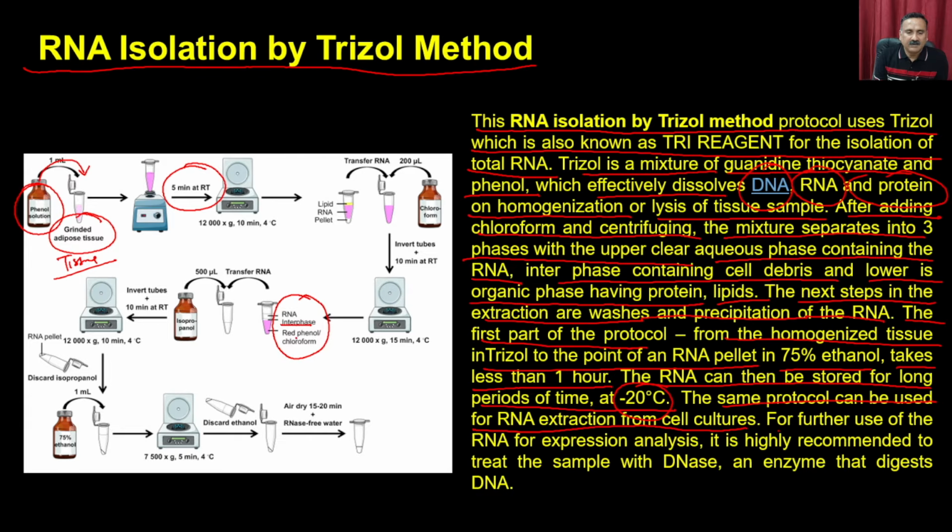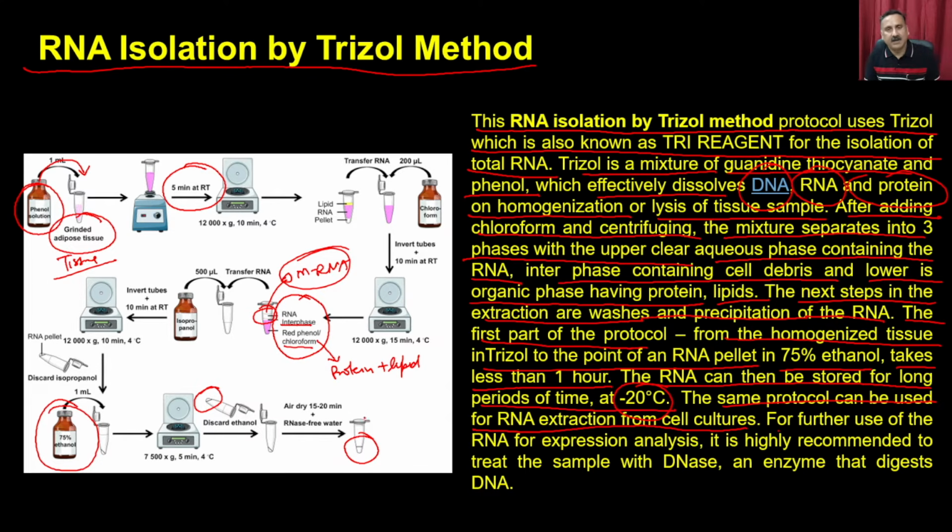One is the RNA phase, the other is the chloroform phase. In this phase, you have the protein plus lipid, whereas in the aqueous phase you have the messenger RNA. If you transfer this aqueous phase, you can use it for precipitation with 75% ethanol, air dry the pellet, and then dissolve it in an RNase-free buffer, and that's how you get the RNA.